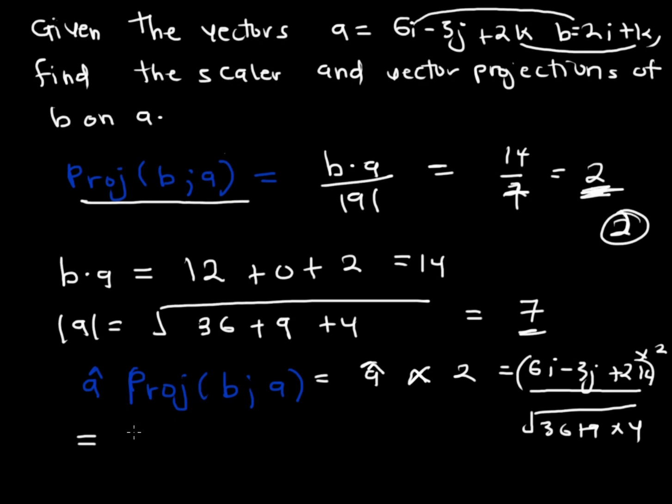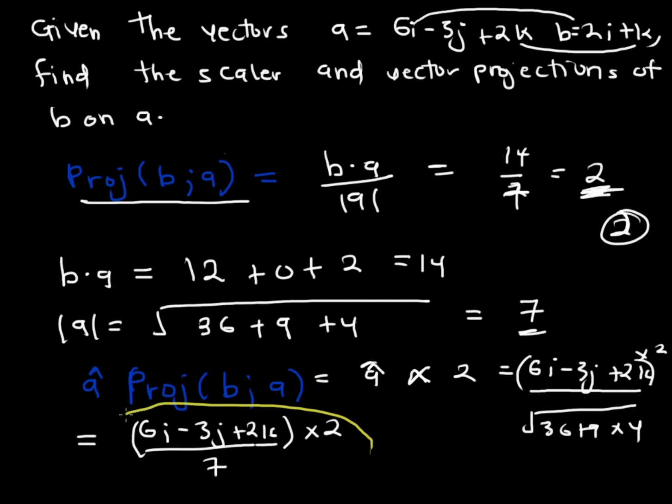So now we obtain 6i minus 3j plus 2k over the square root of 49, which is 7, and this entire expression times 2, right? Now this is our final expression for the vector projection of B on A. And remember, as we said, they should always be in vector form.